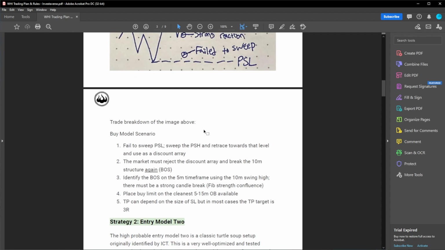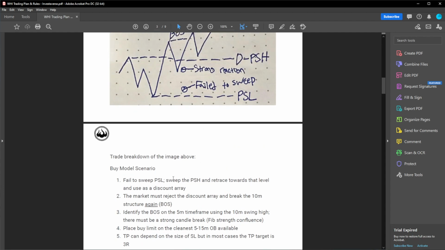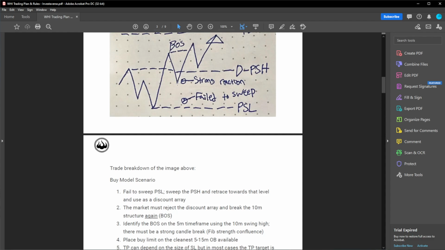So formally, let me go through the buy model scenario. We failed to sweep the previous session low, which is here, which originally we would be looking for EM1 V1, but instead the market is super trending right now to the previous day high. So we sweep the previous session high instead. We retrace back to the previous session high, except now, because it was swept already, it's used as a discount array. The market will have a strong form of rejection and break structure again.